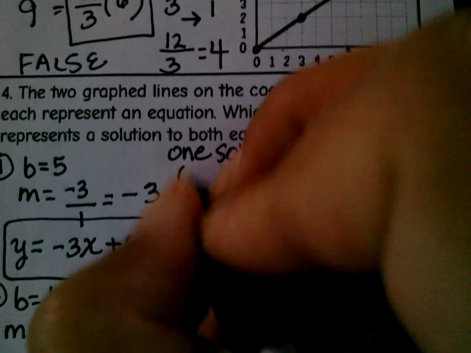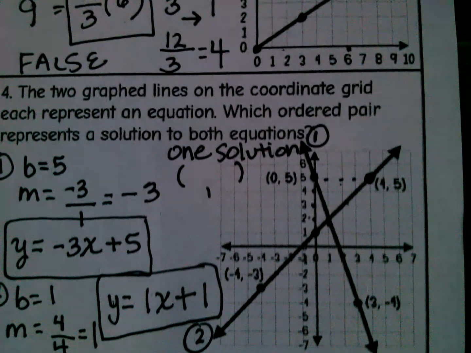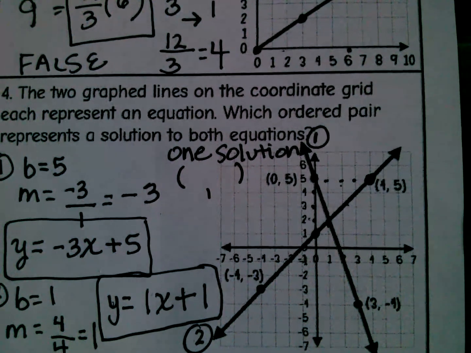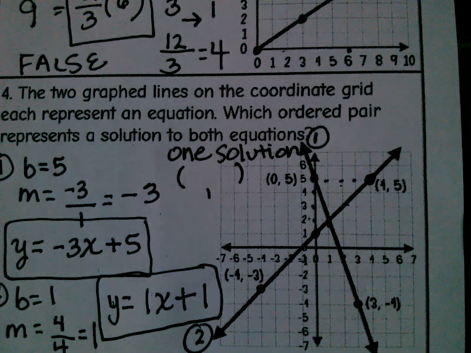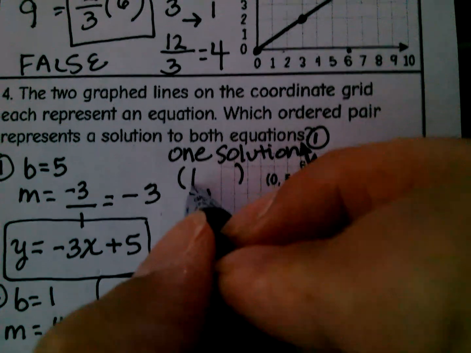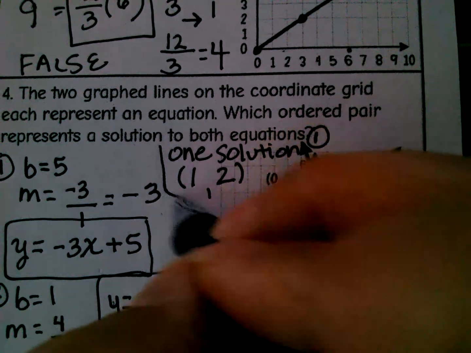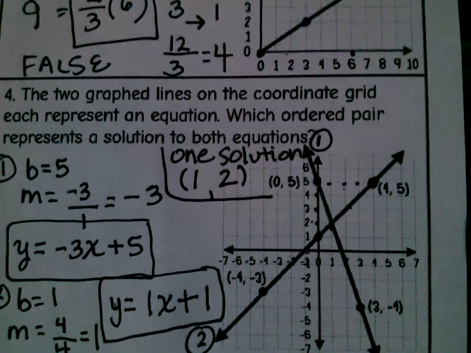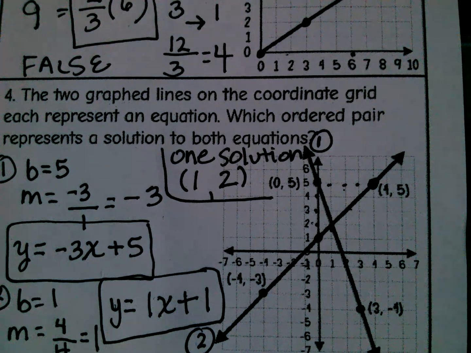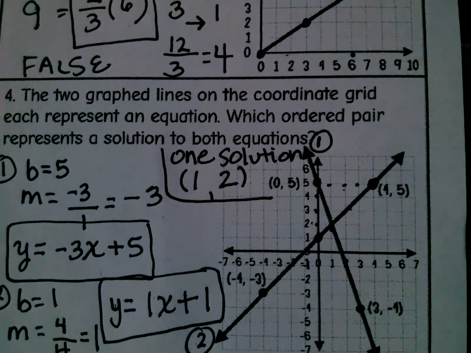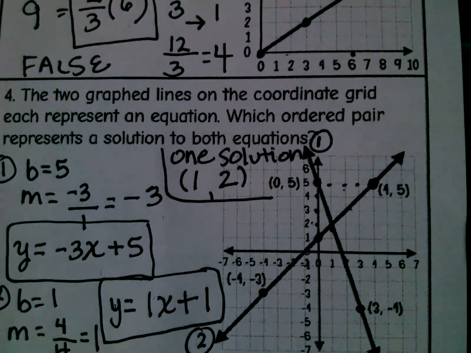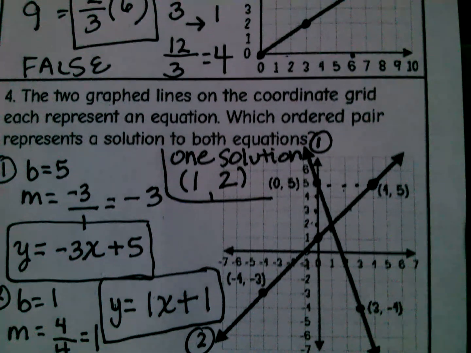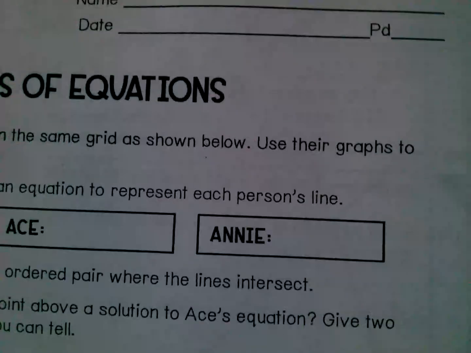And where are they crossing each other? What is the ordered pair that they're crossing each other at? The other way around. 1, 2. Very good. So 1, 2. There's your answer to that system. Okay? Questions there? Okay. So I'm going to skip the bottom question because I feel we need more practice right here with this one.